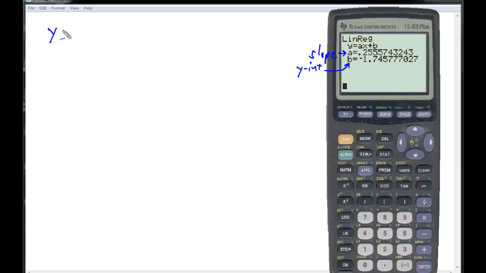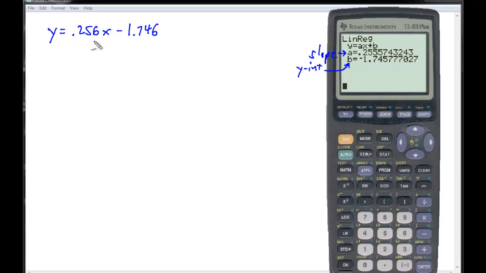So it's good to write down the equation y equals 0.256x minus 1.746, rounding to the nearest thousandth, or 256 thousandths x minus 1 and 746 thousandths. So Part A asks you to find this equation, and Part B asks you to approximate right there.